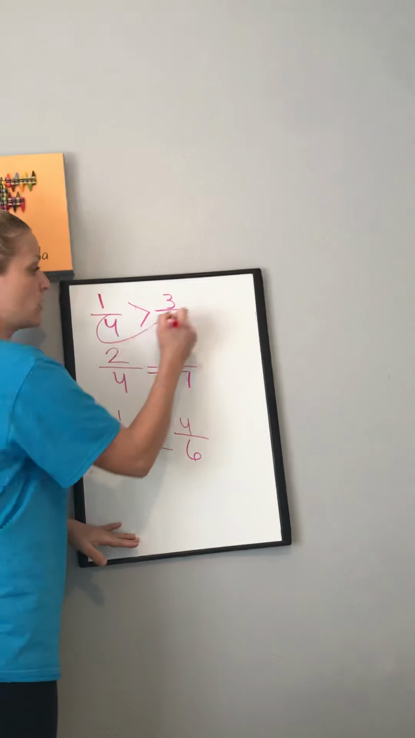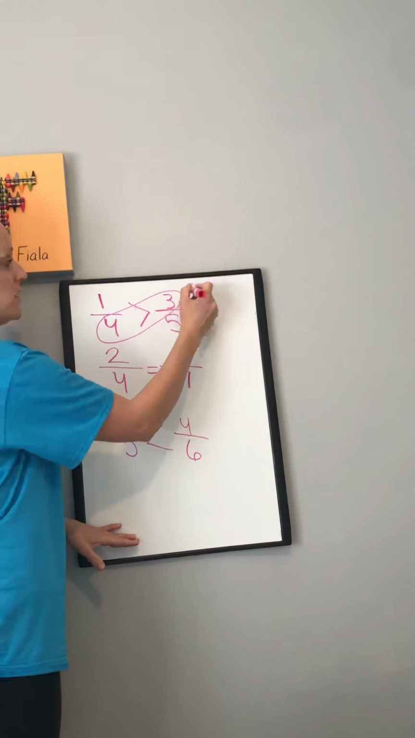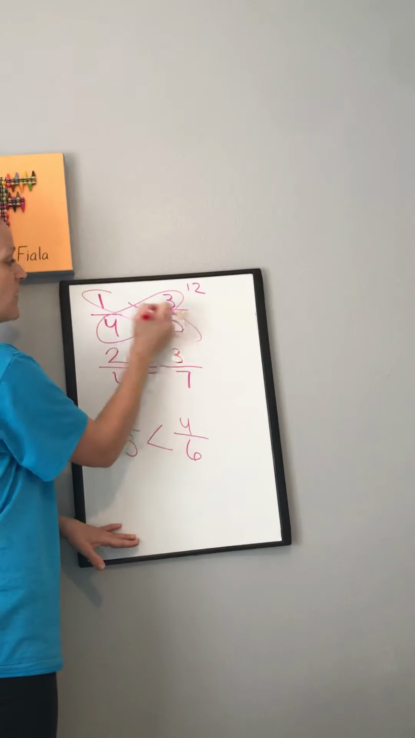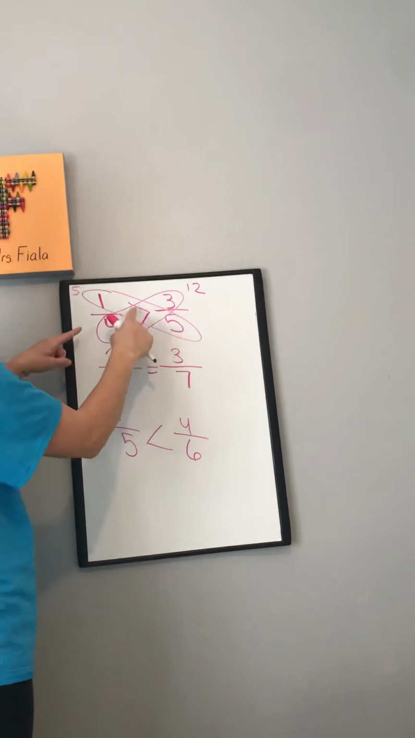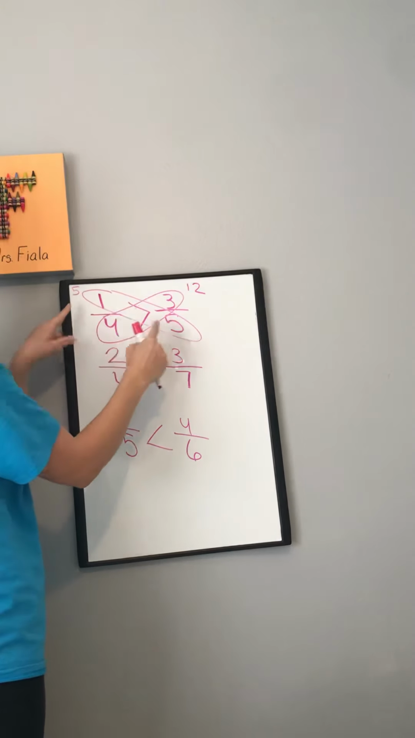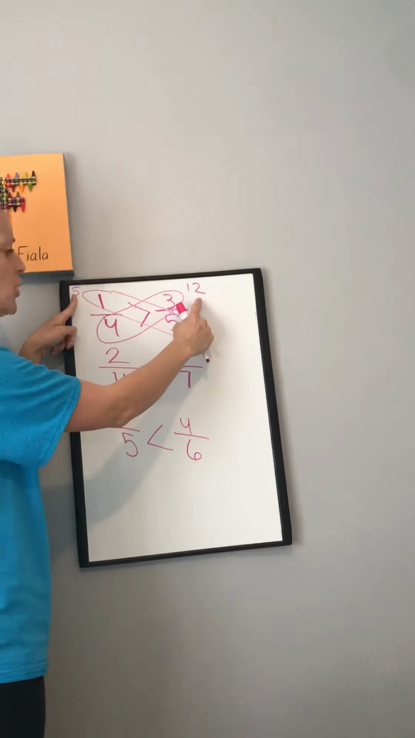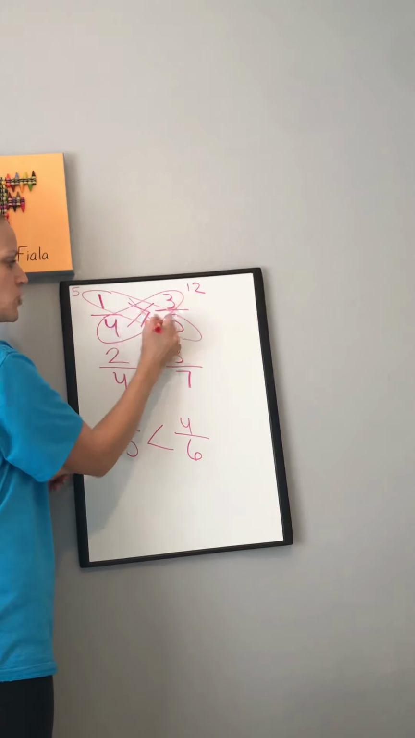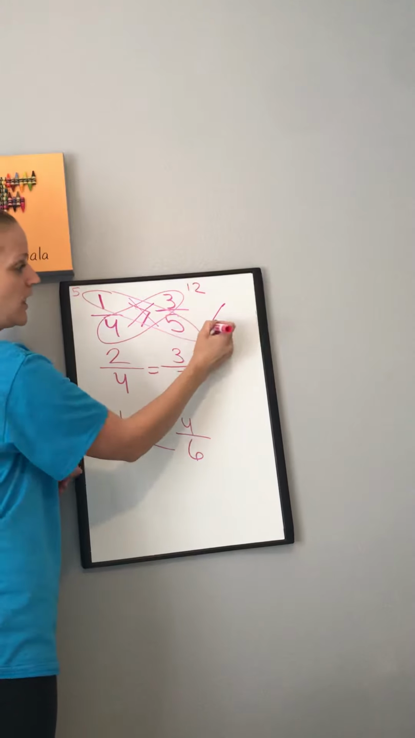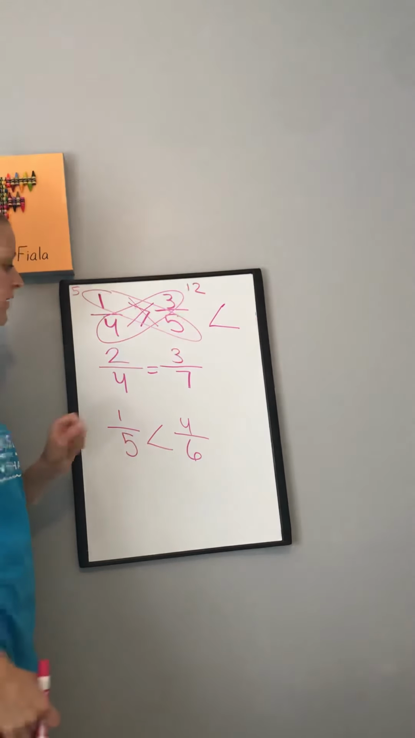So I'm going to use my butterfly method. 3 times 4 gave me 12, and 1 times 5 gave me 5. Now, this is pointing greater than over here. Is 5 greater than 12? No. So that is not true. My symbol should have looked like this for that one. Now let's do the next one.